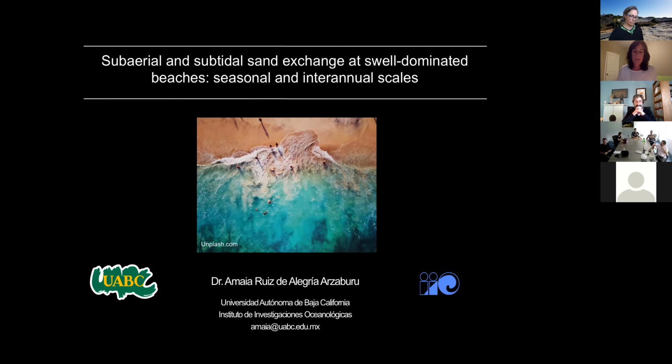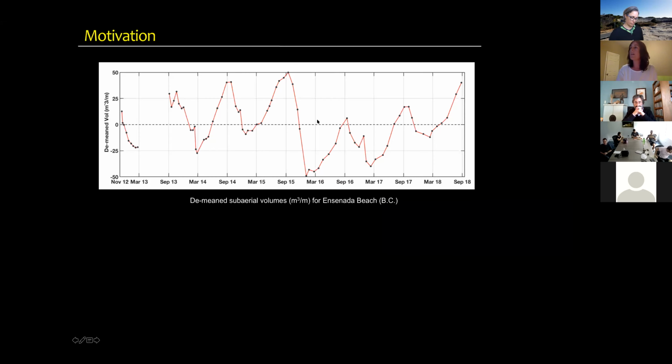See if it works. Okay, so the motivation of my work started collecting topographic data. When I first arrived to Ensenada, we didn't have a lot of knowledge on the morphodynamics of these beaches here. So I thought collecting topographic data would help. This is just an example of the mean subaerial volumes for Ensenada Beach for a 6-year period. Now we have 2 more years to go. I have data to process yet.